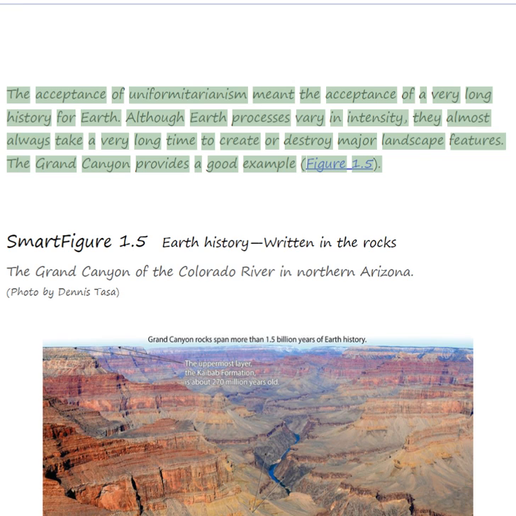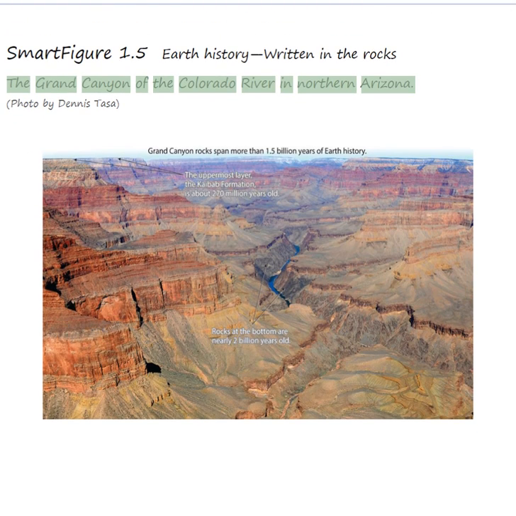The acceptance of uniformitarianism meant the acceptance of a very long history for Earth. Although Earth processes vary in intensity, they almost always take a very long time to create or destroy major landscape features. The Grand Canyon provides a good example. The Grand Canyon of the Colorado River in northern Arizona.